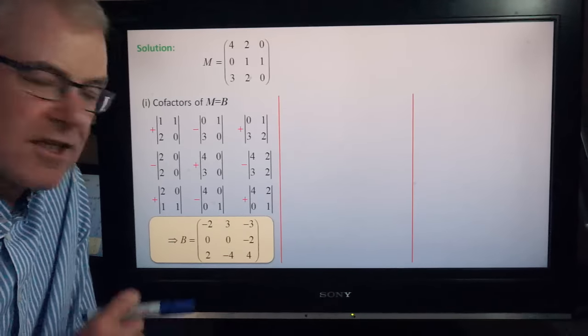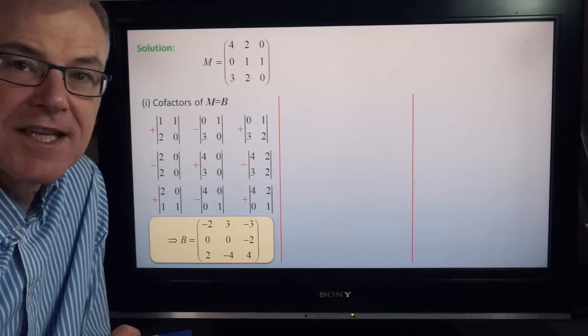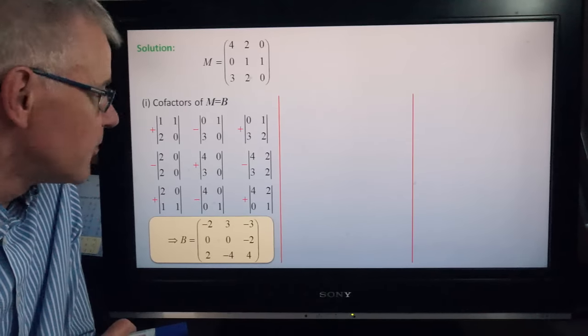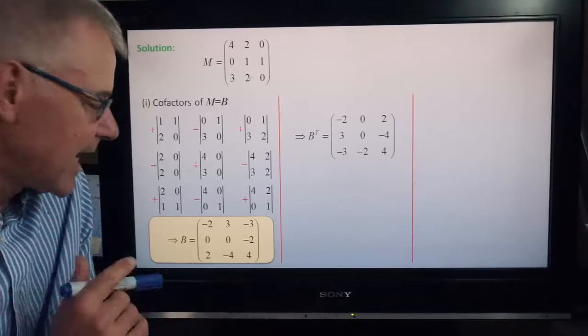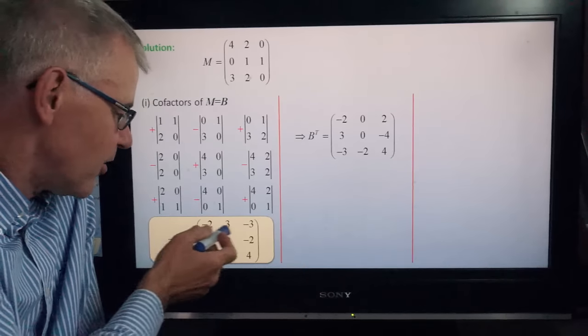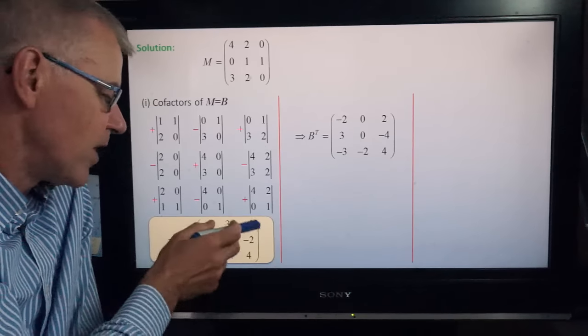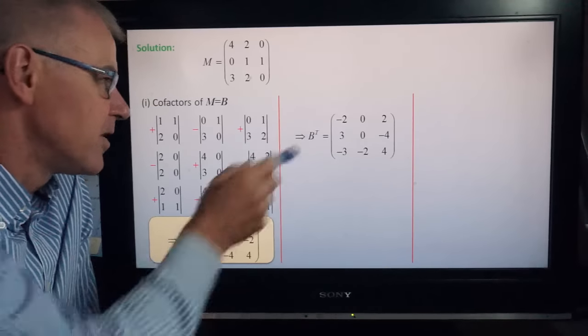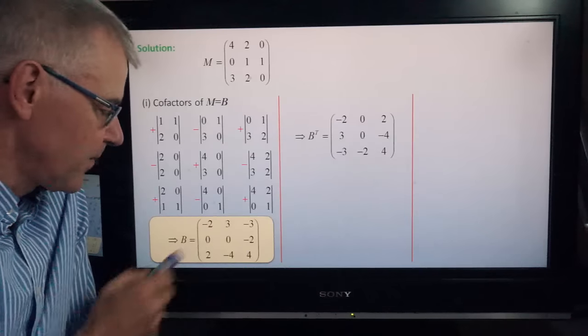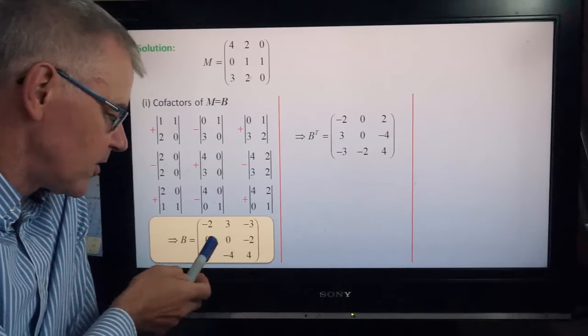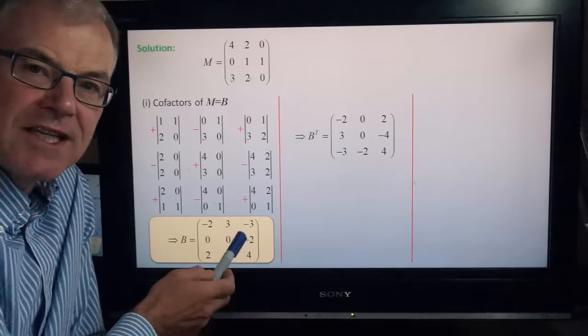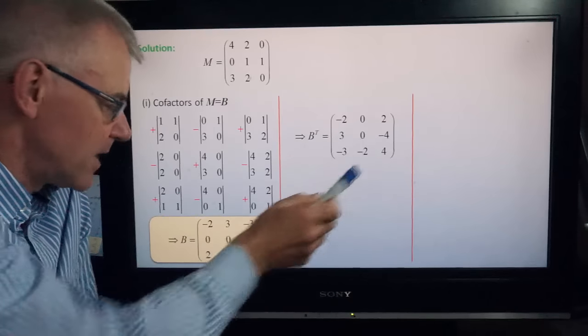So now we were asked to transpose this matrix to give the adjoint. If you remember from before, to get the transpose, we take any row. So let's take the first row, minus 2, 3, and minus 3, and we write it as a column. So this row becomes minus 2, 3, minus 3. We then take the second row, 0, 0, minus 2, and write this as a column. So it becomes 0, 0, minus 2.